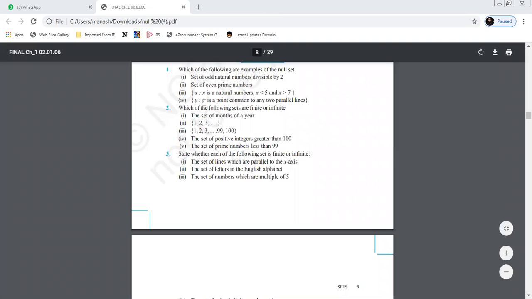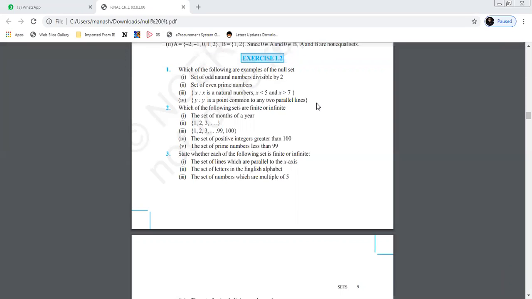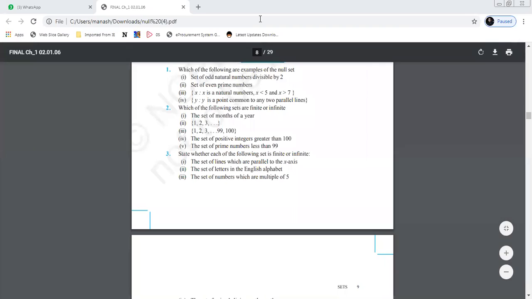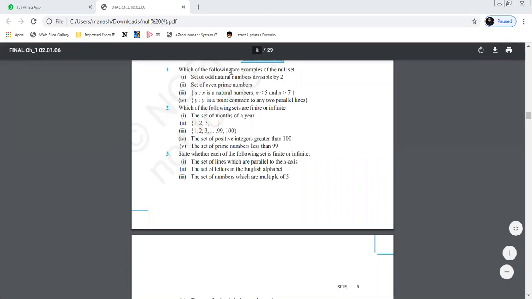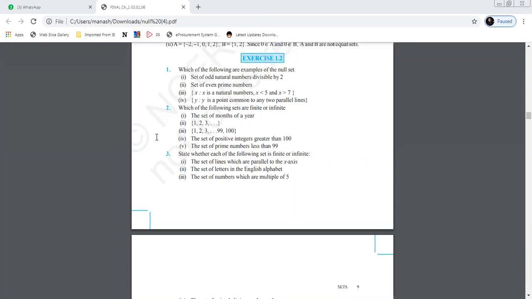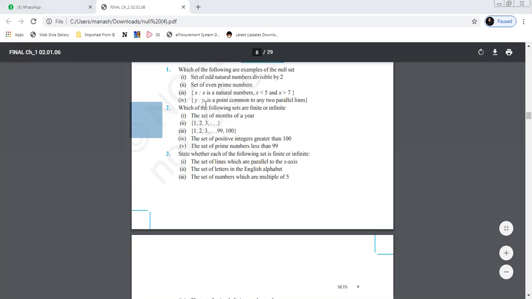Now the next one is: y such that y is a point common to any two parallel lines. Now someone tell me, is this a null set or not? Y such that y is a point common to any two parallel lines. Anyone? Dijumoni, tell me. It may be wrong also, I already told you, no problem. Is this a null set or not?